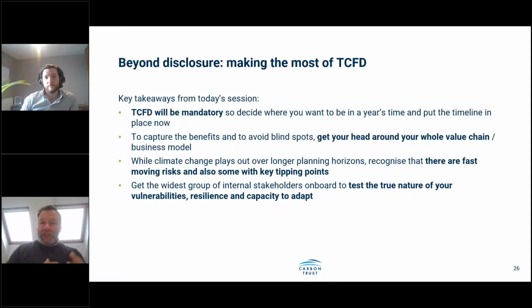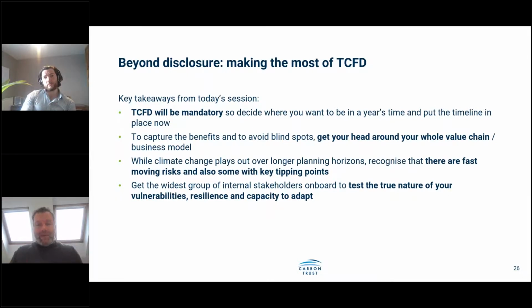Whilst the climate is changing and it's going to take many years for those temperature rises to come through, there are some very fast moving risks that will be applicable to your business, your sector and your industry. And there are also some very key tipping points. We've seen how customer sentiment can change very quickly about single issues. And so really understanding how those impact your business is key.